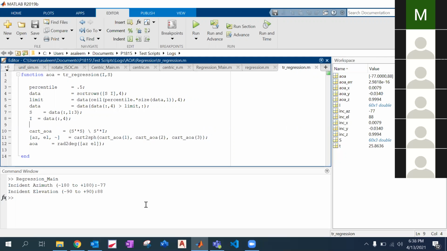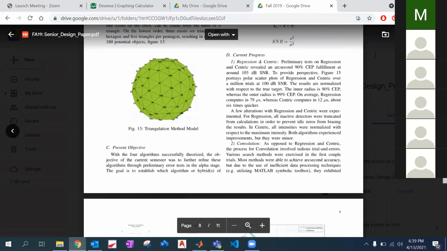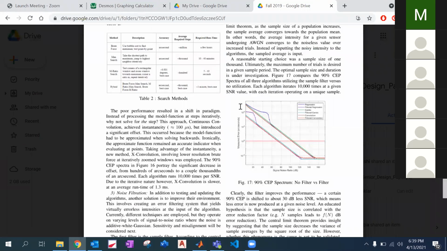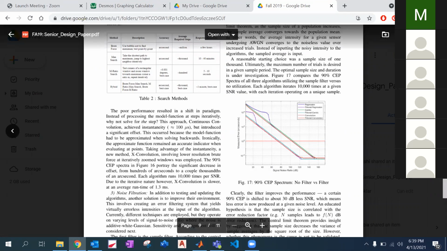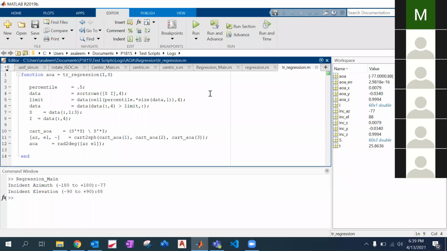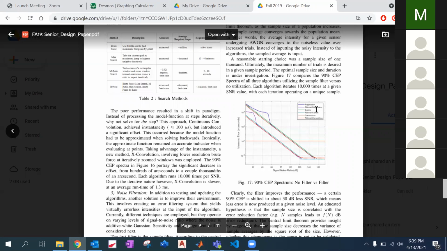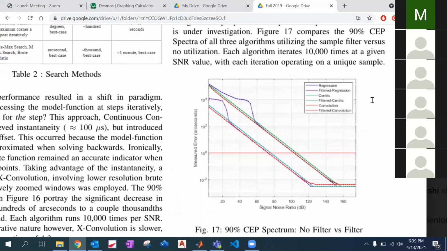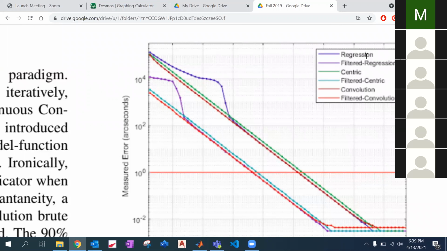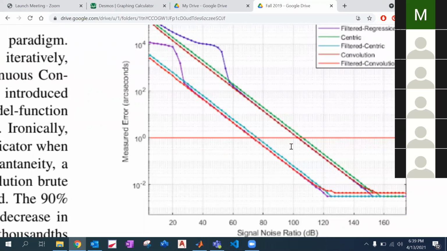So if I go to here, these plots right here are basically the results at different signal to noise ratios of these 3 algorithms that I showed you. Let me make this bigger. The regression used here was truncated regression, the centric used here was normalized centric, and the convolution used here was X convolution. But the results I was referring to in the last demonstration were these results.